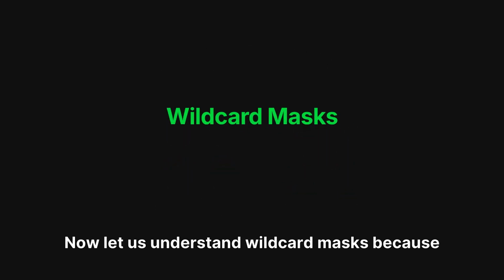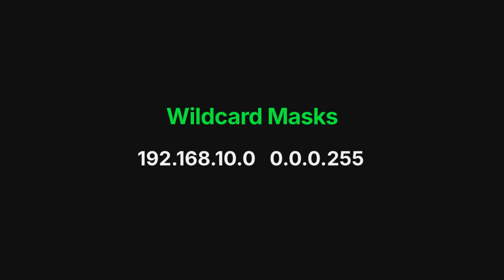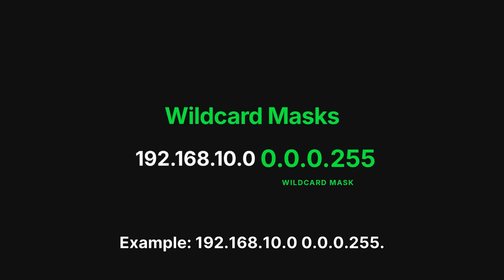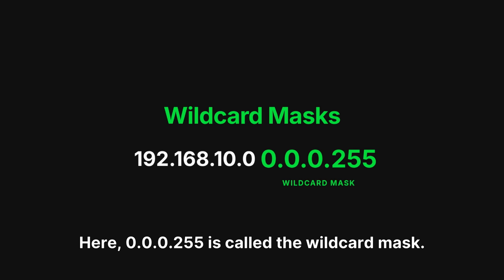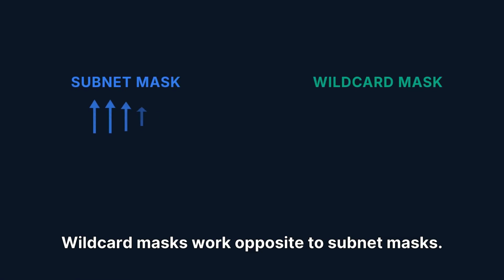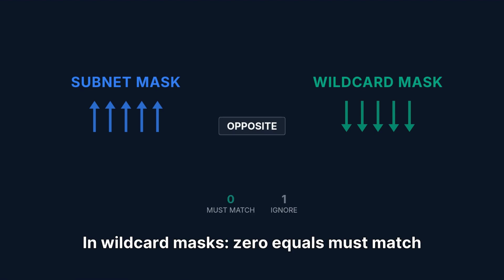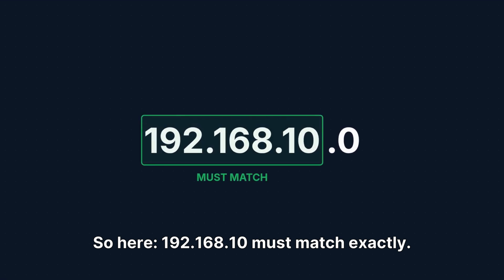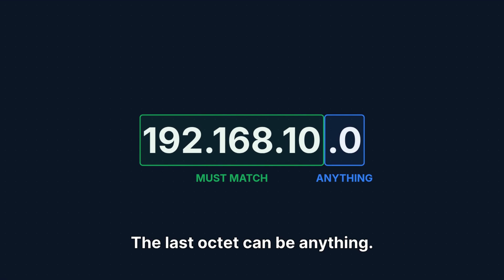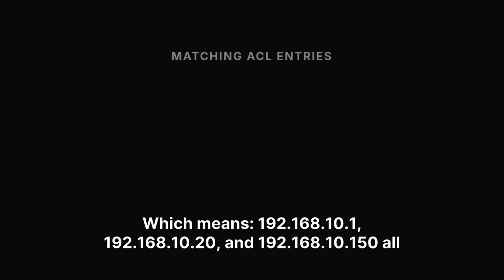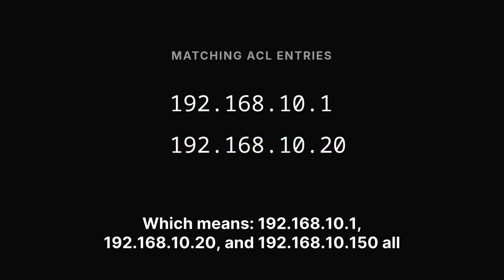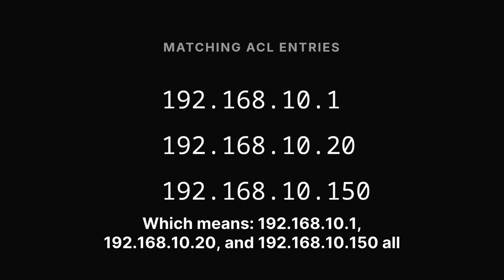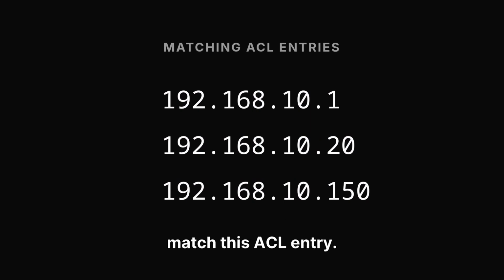Now let us understand wildcard masks because ACLs depend heavily on them. Example, 192.168.1.0 0.0.0.255. Here, 0.0.0.255 is called the wildcard mask. Wildcard masks work opposite to subnet masks. In wildcard masks, 0 equals must match exactly, 1 equals ignore. So here, 192.168.1 must match exactly. The last octet can be anything, which means 192.168.1.1, 192.168.1.20, and 192.168.1.150 all match this ACL entry.